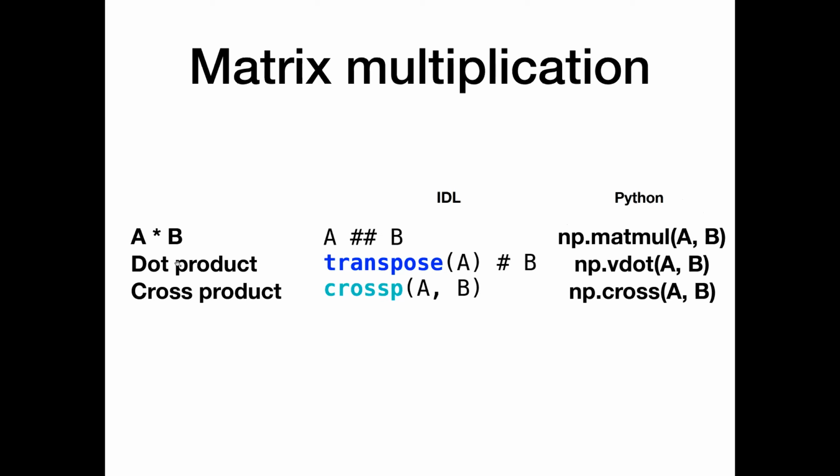And if you want to do a dot product, in IDL, you have to transpose a. So this is a vector dot product of two vectors. The way of doing it is transpose a and then do the hash b. But in Python, it's just np.vdot from the NumPy package. And a cross product in IDL is cross p. And in Python, it's just np.cross.